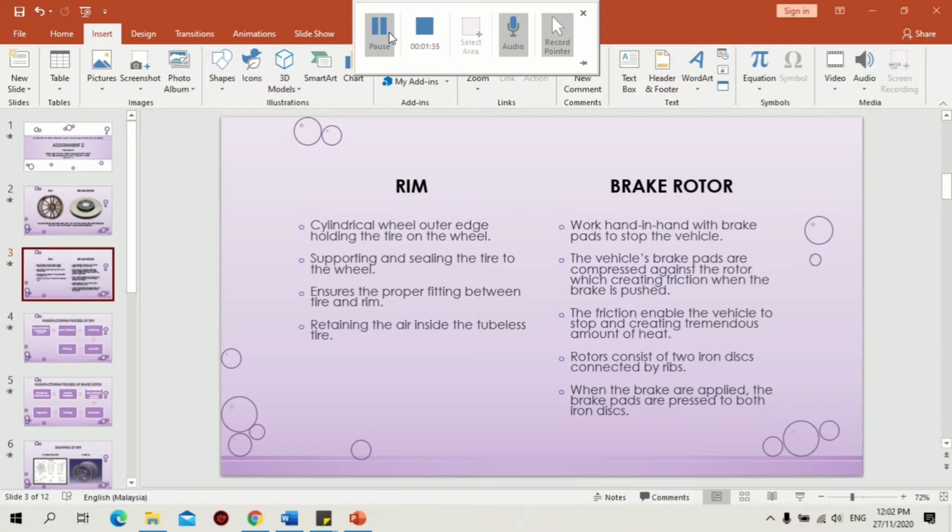The brake rotor works hand in hand with brake pads to stop the vehicle. When the brake pedal is pushed, the vehicle's brake pads are compressed against the rotor, which creates friction. This friction enables the vehicle to stop while also creating a tremendous amount of heat. Rotors consist of two iron discs connected by ribs. When the brakes are applied, the brake pads are pressed to both iron discs.